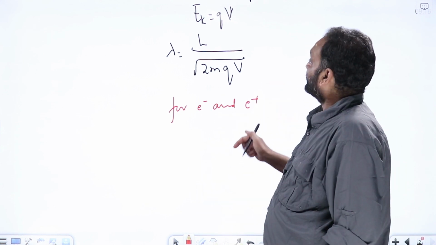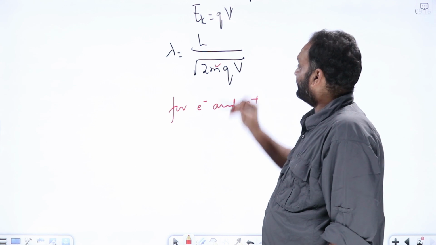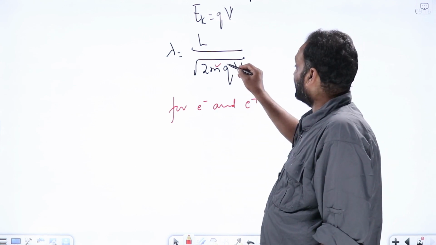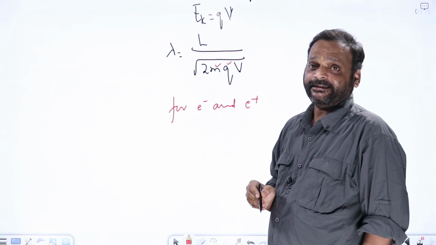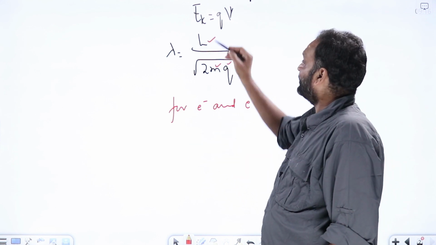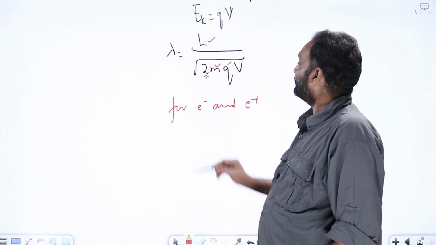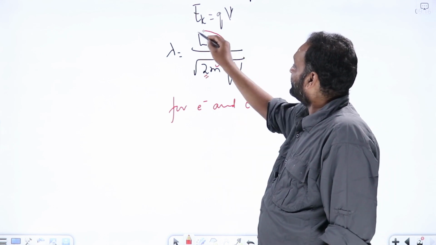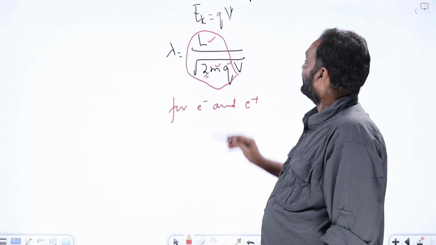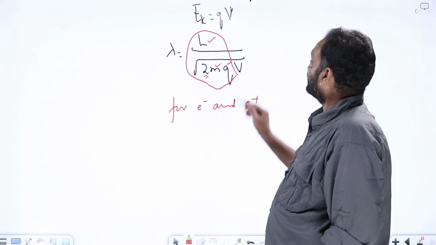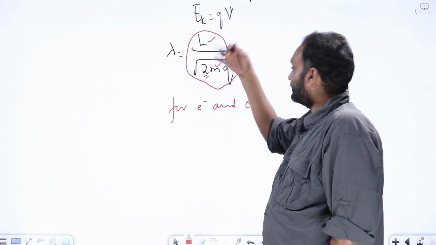I know the mass of the electron, 9.1 into 10 to the power minus 31 kg. The charge of the electron is 1.6 into 10 to the power minus 19 coulombs. The value of h is 6.6 into 10 to the power minus 34 joule seconds. I'll substitute all these values, keep V as it is, and convert the result into angstroms.